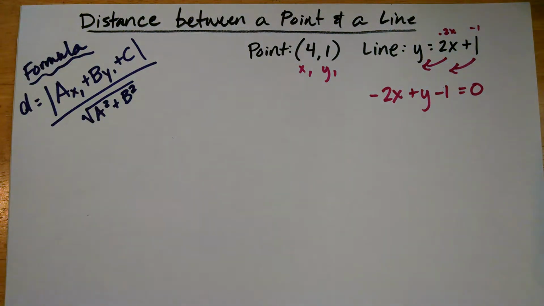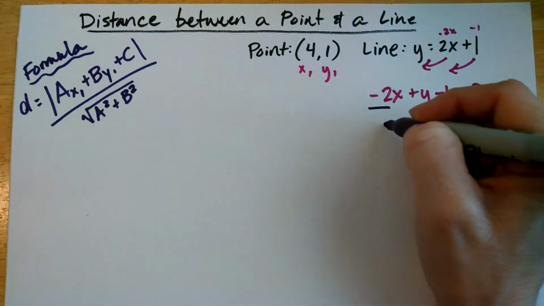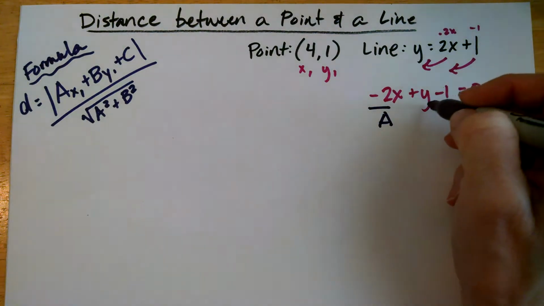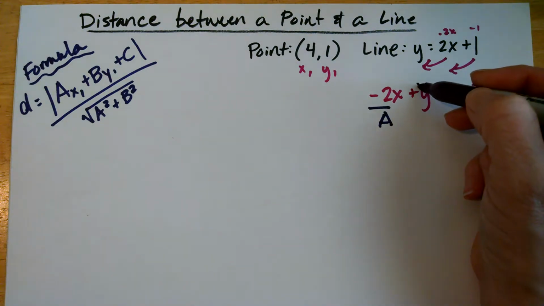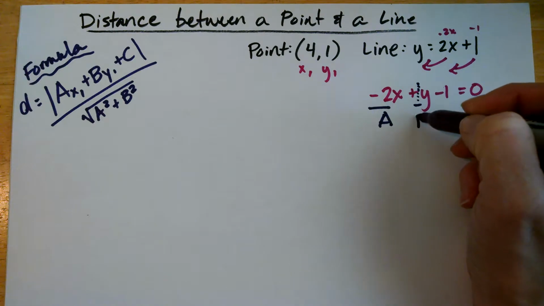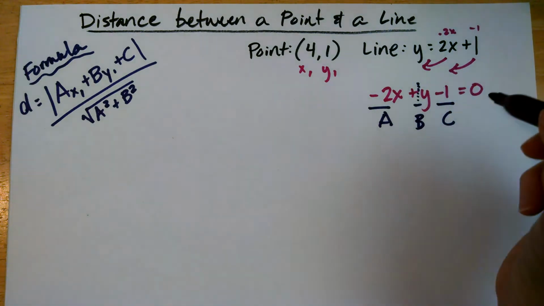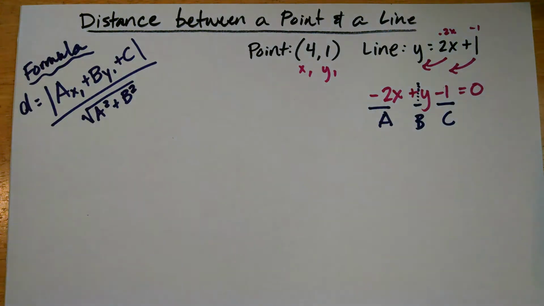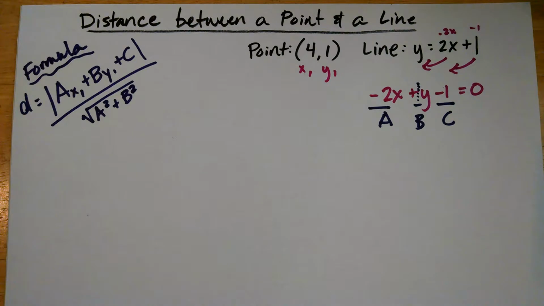Now this is the general equation, so I'm going to highlight my coefficients as far as my A, B, and C. Negative 2, that's my big A. The coefficient to this y is understood to be 1, so I'm just going to dash that in. That's my big B. And then my C is the constant here. Remember, the sign goes with that number. So now we have A, B, and C, x1, y1. We have everything that we need to make this work in the formula.